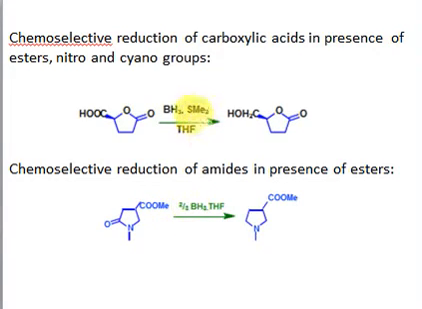You can see we are not using dimethyl sulfide, we are just using BH3, right? So BH3 in presence of THF, this reagent can effectively reduce the carbonyl of the amide to CH2 group. Here you can see the ester remains the same. So this reagent is preferring to reduce this functional group over that. So this is chemoselectivity, right?